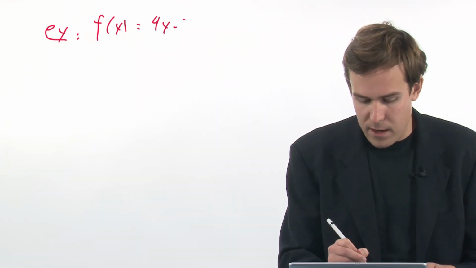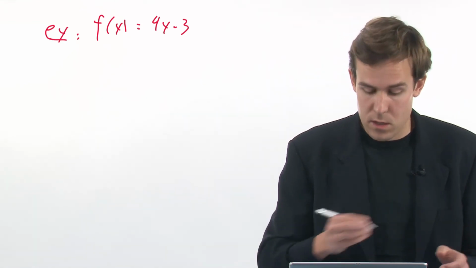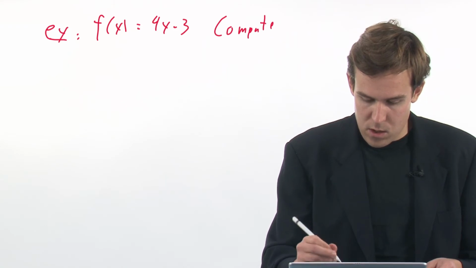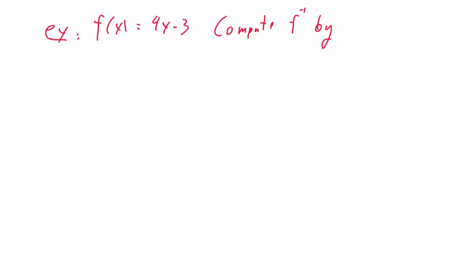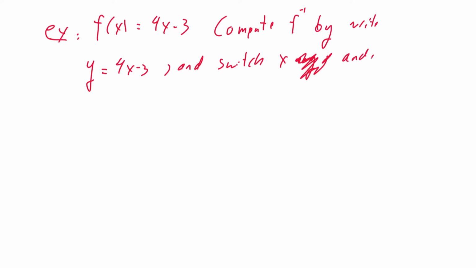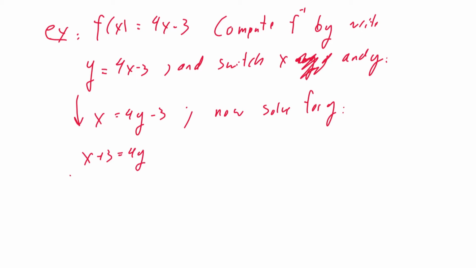So for example, if f of x equals 4x minus 3, the easiest way to compute the inverse of this is to write y equals 4x minus 3 and switch x and y. So this goes to x equals 4y minus 3, and we now solve for y. So I write x plus 3 equals 4y, so y equals 1/4 times x plus 3. This is f inverse of x.